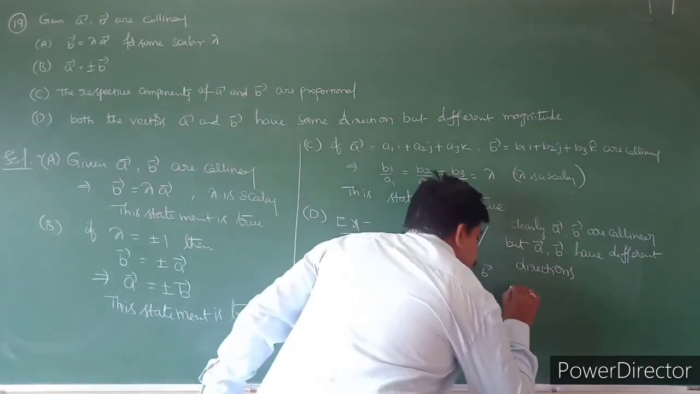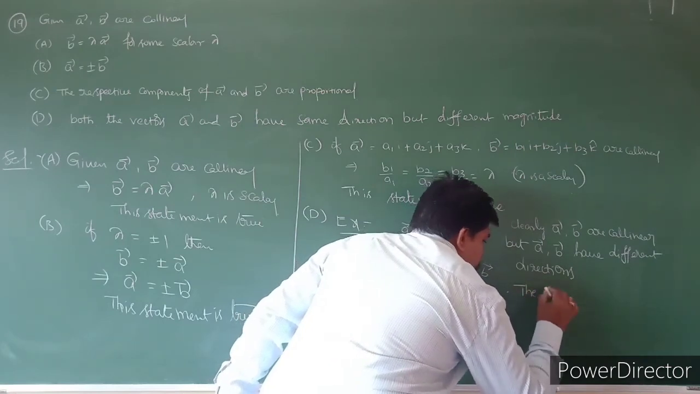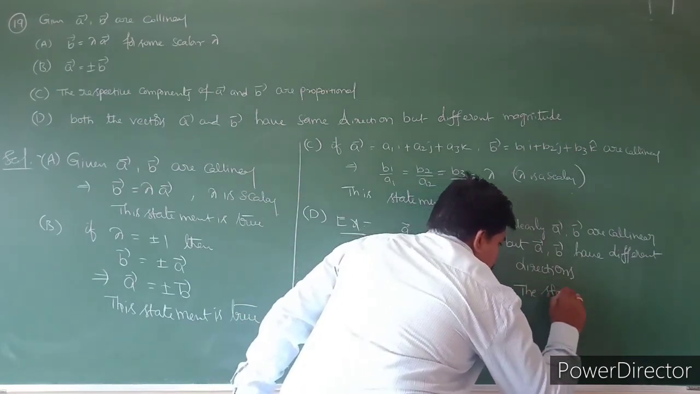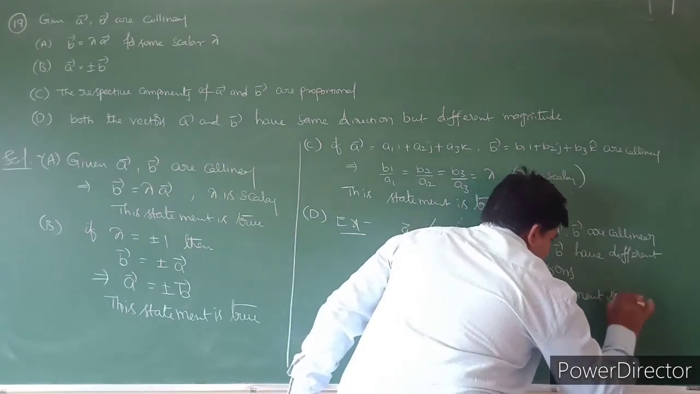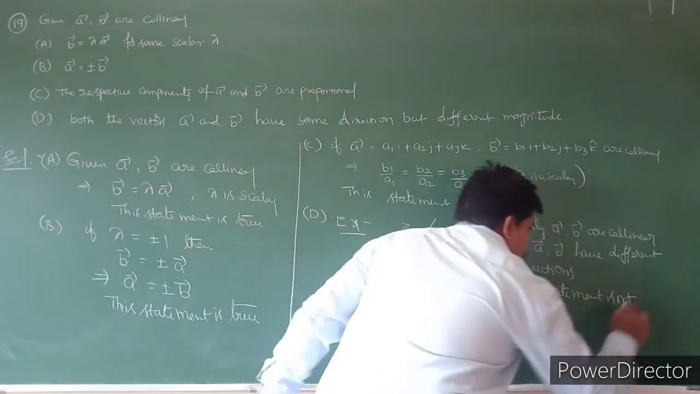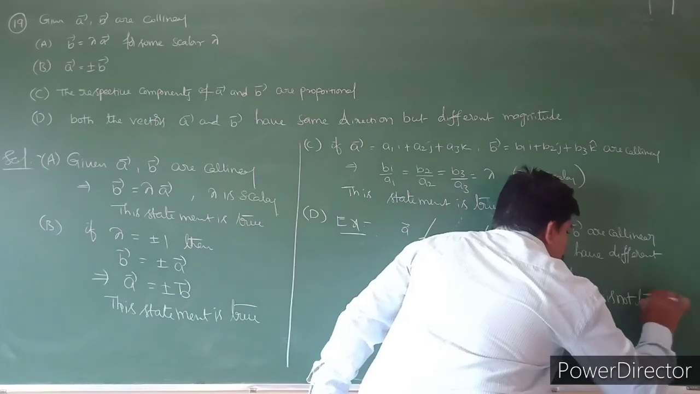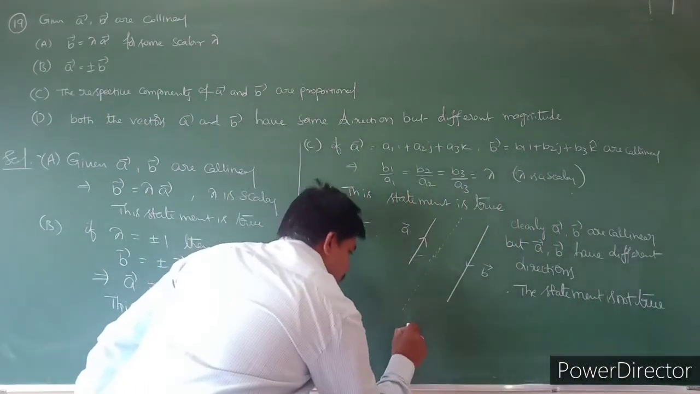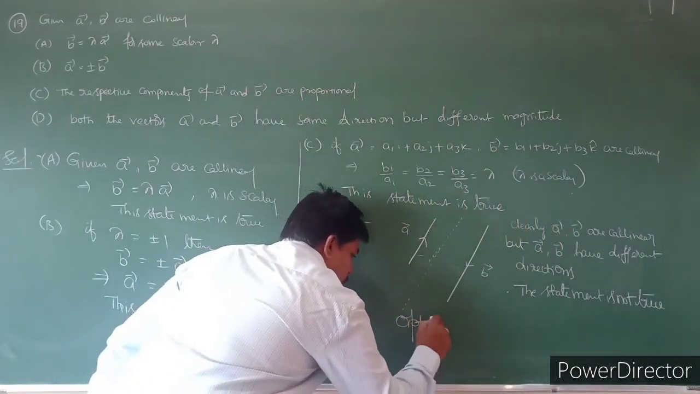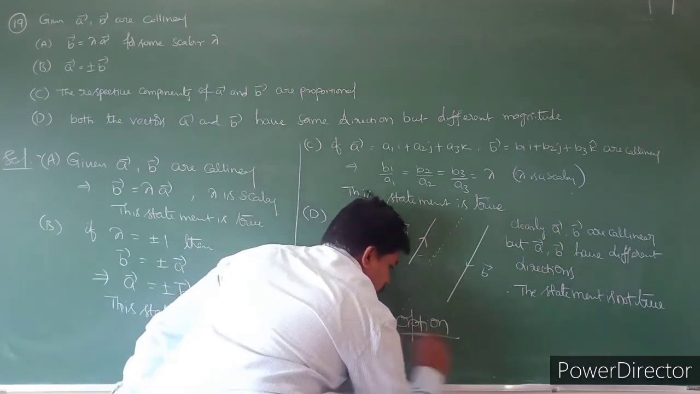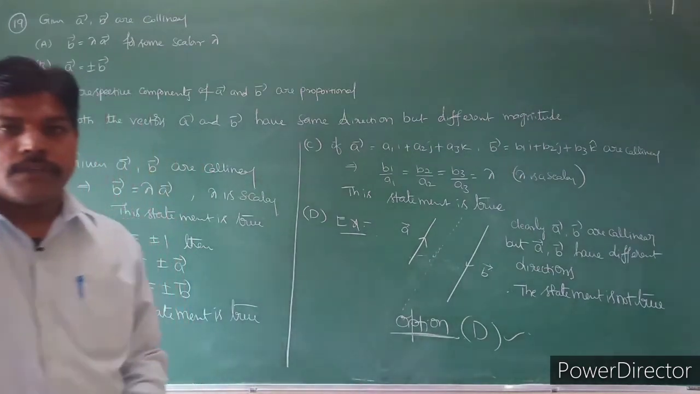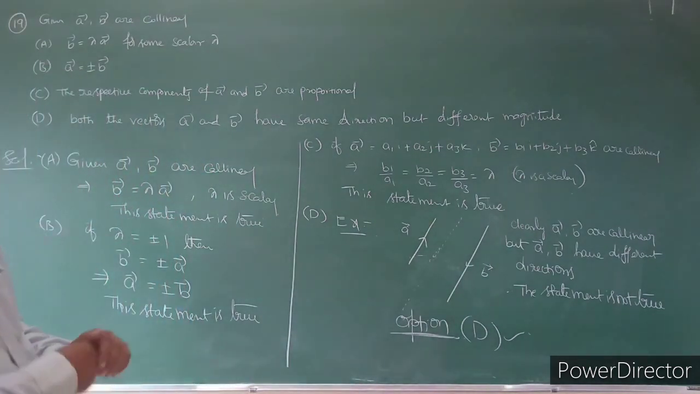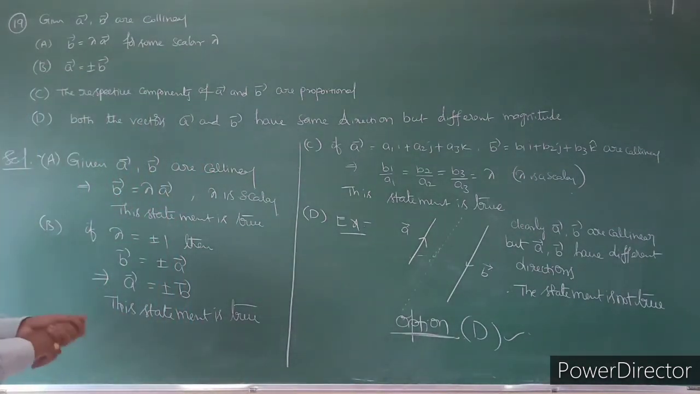Therefore, the statement is not true. What option are they asking? They are asking which one is not correct. That is nothing but option D is the answer. See that question once again, students. We will continue in the next class.